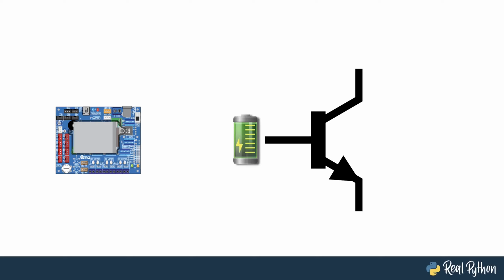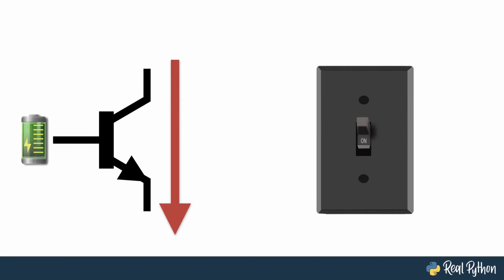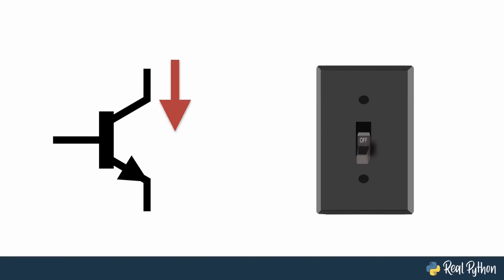When an electrical charge is applied to the transistor's base, current can flow through the transistor between the collector and the emitter. Turn the charge off, and the current stops flowing. Transistors are small switches. Apply a charge, and the switch is on. Remove the charge, and the switch is off.